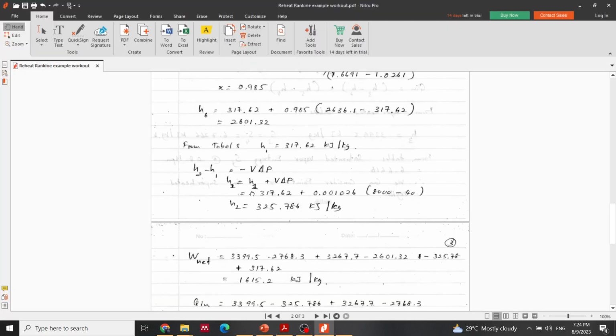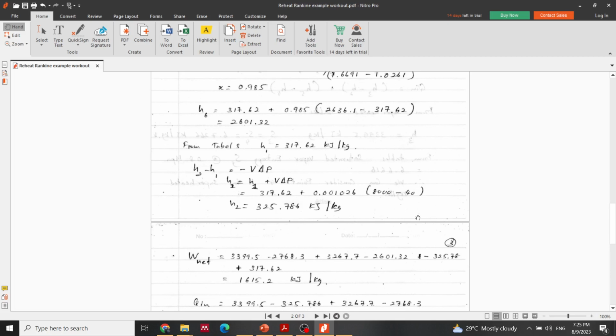If we put that value here and calculate, we get H2 equals 325.786. So up to now we have calculated all the enthalpy values H1 to H6.